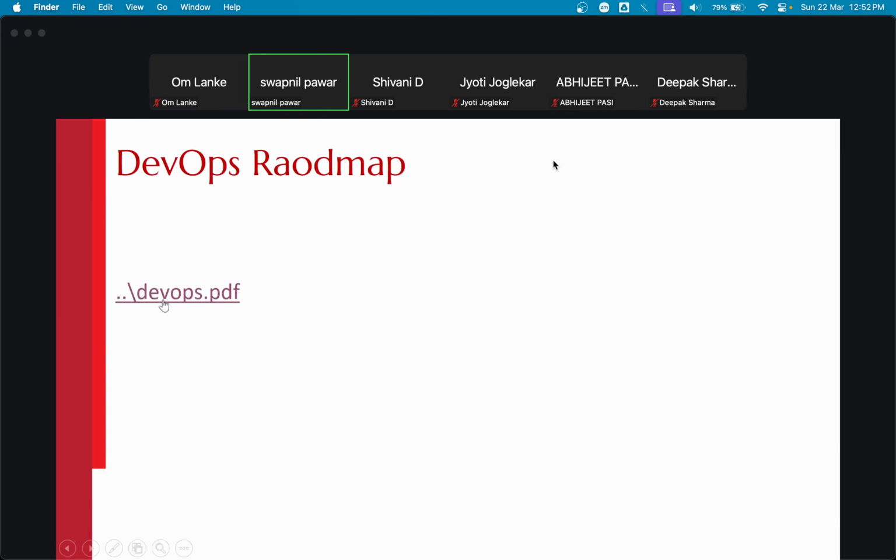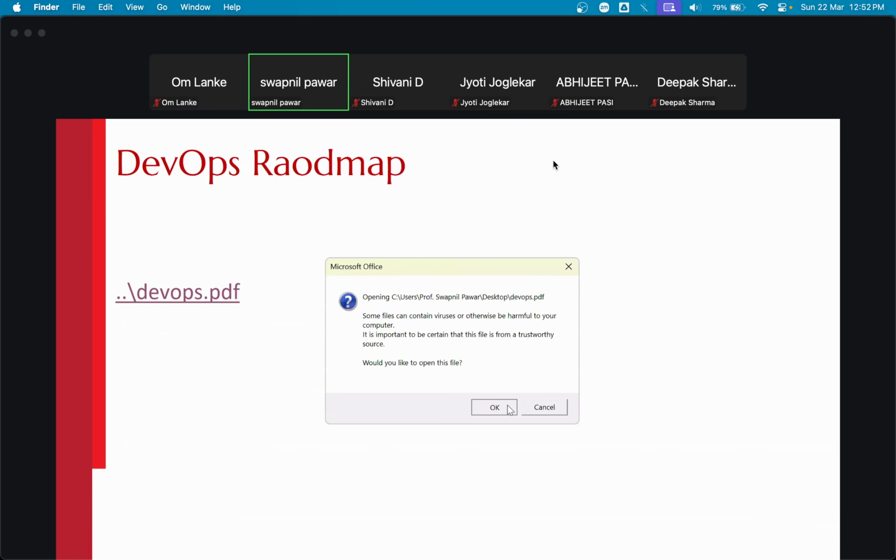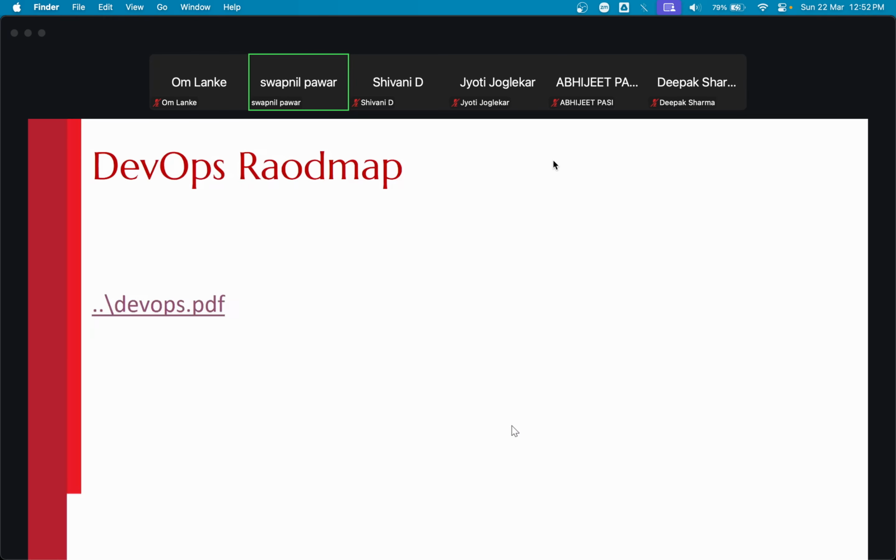So I'll just share a PDF so that you'll come to know. Is that screen visible now? Yes, it is DevOps.pdf. The roadmap is yet to come.